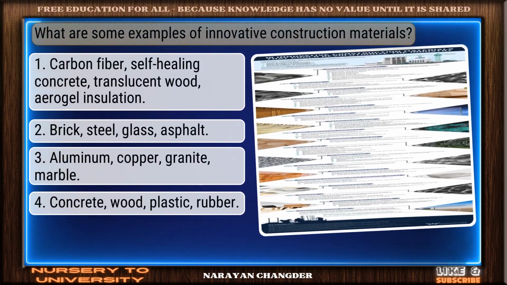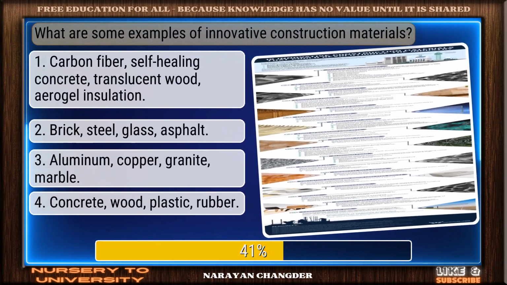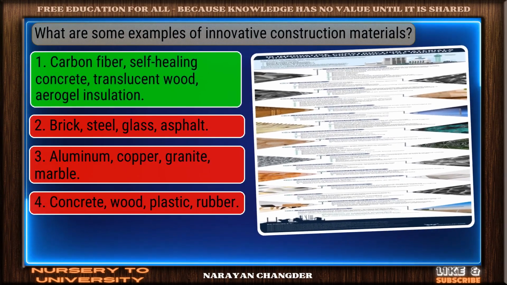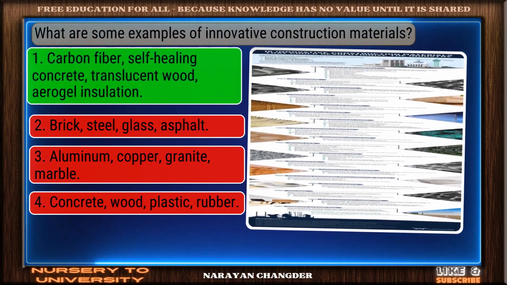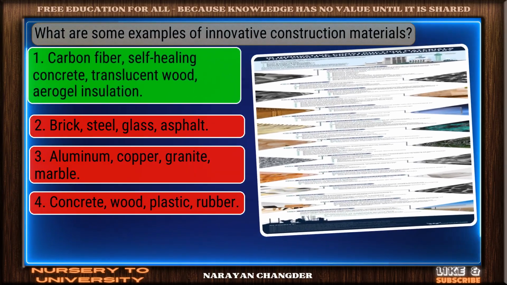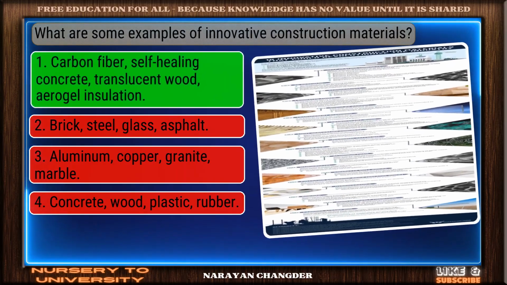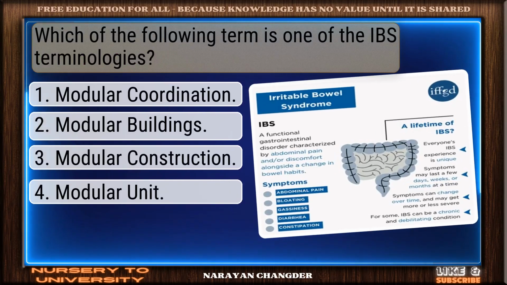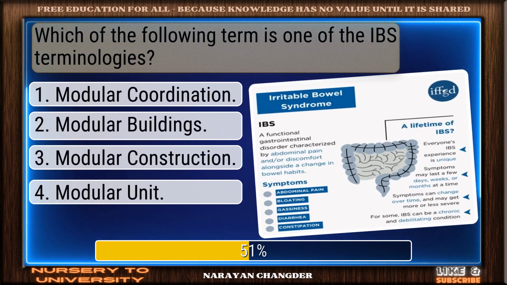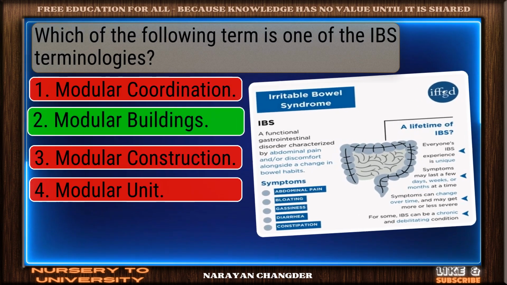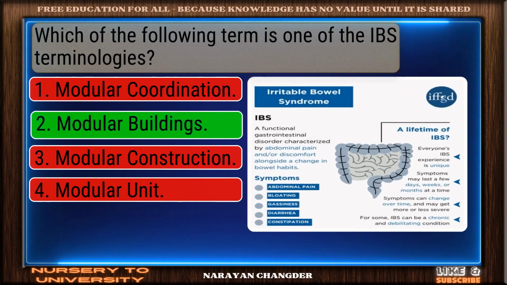What are some examples of innovative construction materials? Correct response. Carbon fiber, self-healing concrete, translucent wood, aerogel insulation is the most accurate answer. Which of the following terms is one of the IBS terminologies? Well picked. Modular buildings is the correct answer.